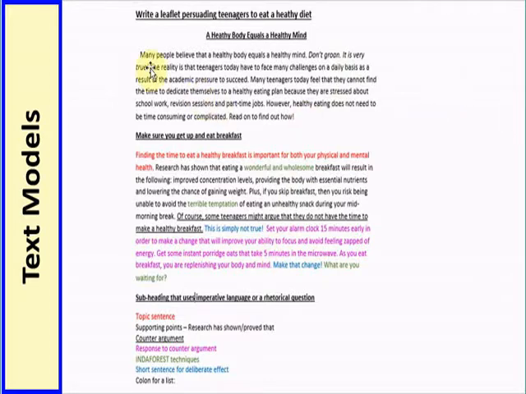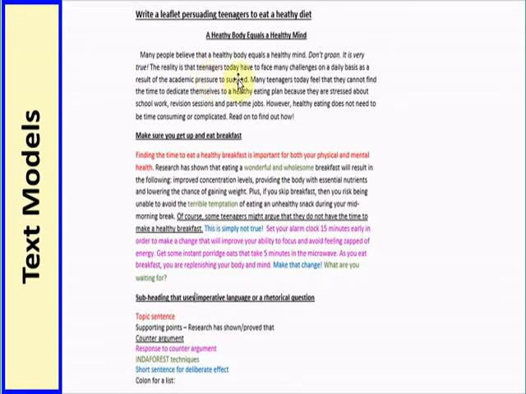So it starts off by just stating that many people believe. That's great. I don't know which people believe it. That's fine. "Many people believe that a healthy body equals a healthy mind. Don't groan." So that's the joke there, but also that "don't" is an imperative. So it's a direct address to the person who's reading it. "Don't groan. It is very true."